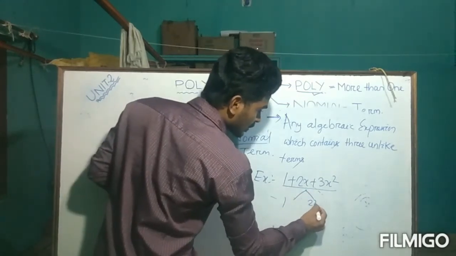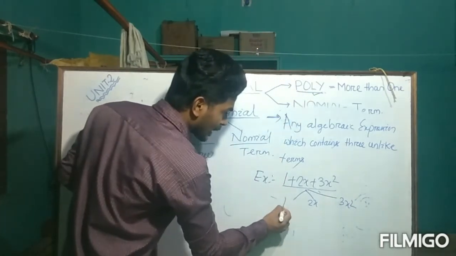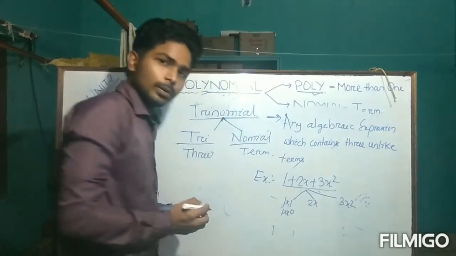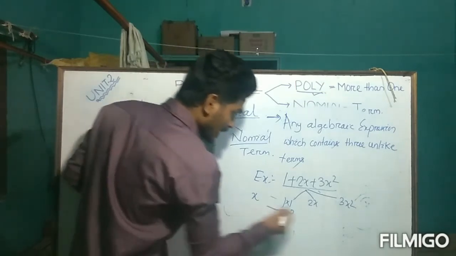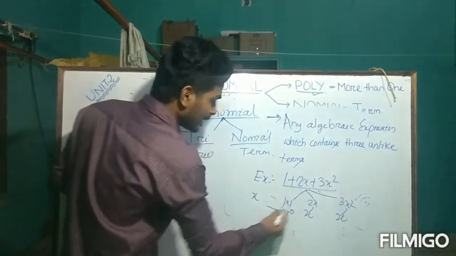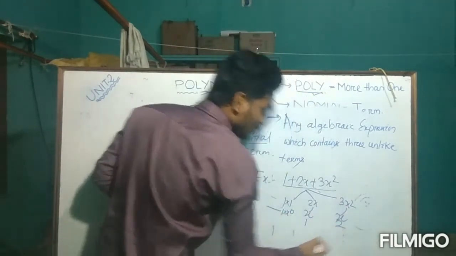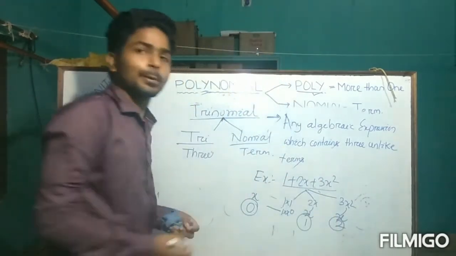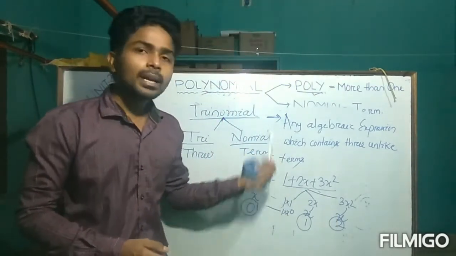1, 2x and 3x square. Here 1 can be written as 1 into 1 or 1 into x to the power 0. Here the variable is x. Here also the variable is x. Here also the variable is x. Here the exponent is 0, here the exponent is 1, here the exponent is 2. So in these 3 cases, they have different exponents. Since they have different exponents, the 3 terms are unlike and they will form a trinomial.